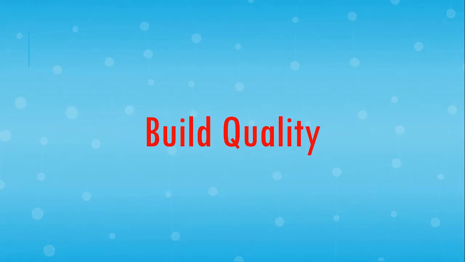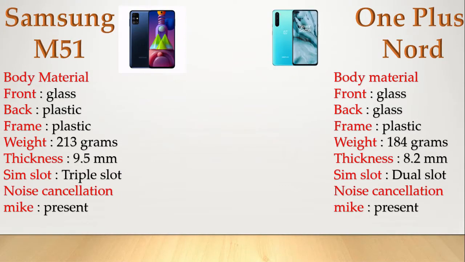Build quality. So about M51, it has a bulkier form factor. It is heavier and thicker than OnePlus Nord and has a plastic back. However, it has an advantage that it has a triple slot which helps you to expand storage along with two SIM cards. So about OnePlus Nord, it is thinner and lighter than Samsung M51. It has a glass back, but there is one disadvantage. It has only a dual nano SIM slot.